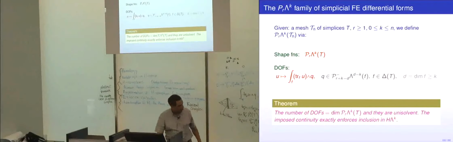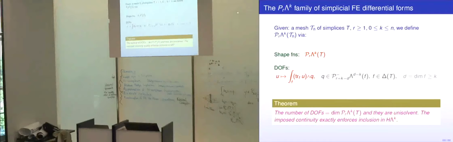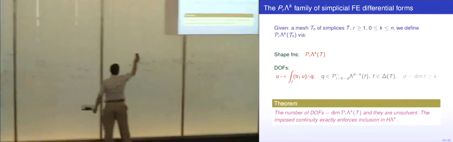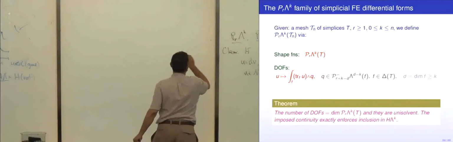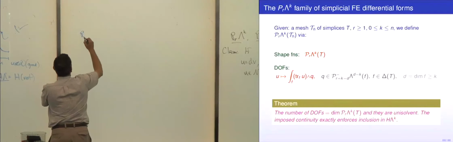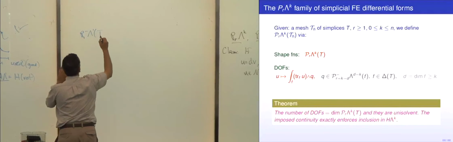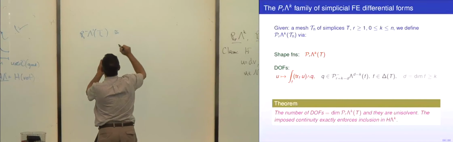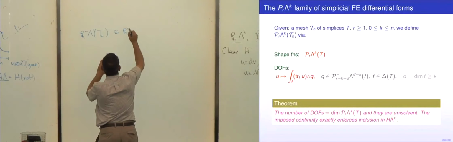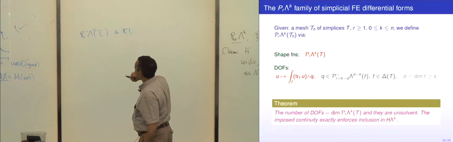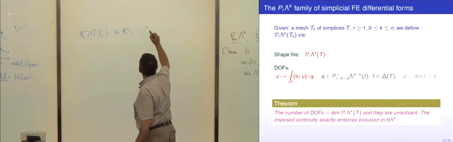Let me make a small computation here that also might be helpful. Let's write down a function that's not continuous, but it's in the domain of H lambda k. And at the same time, we'll write down a basis function for P1 minus lambda 1, on a two-dimensional triangle, which is the vector proxy of the Raviart-Thomas lowest order elements in the rotated form.